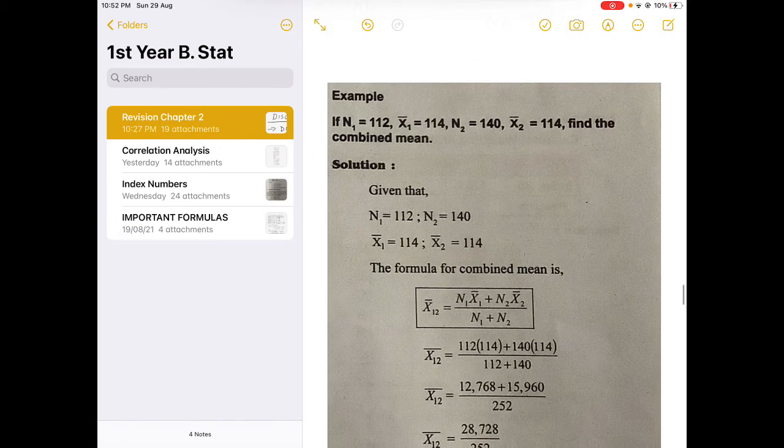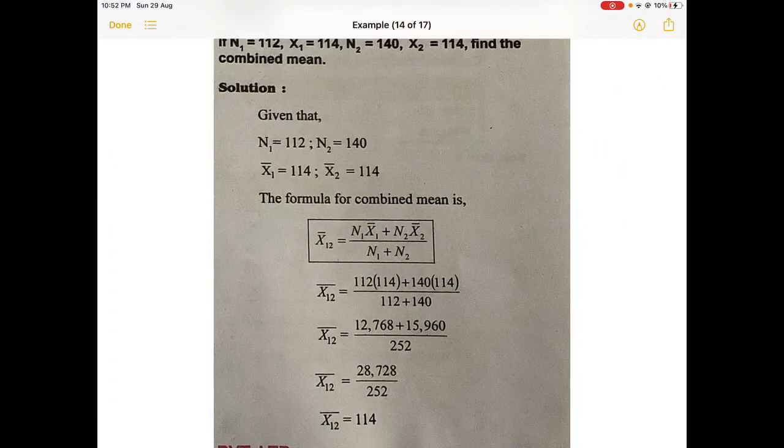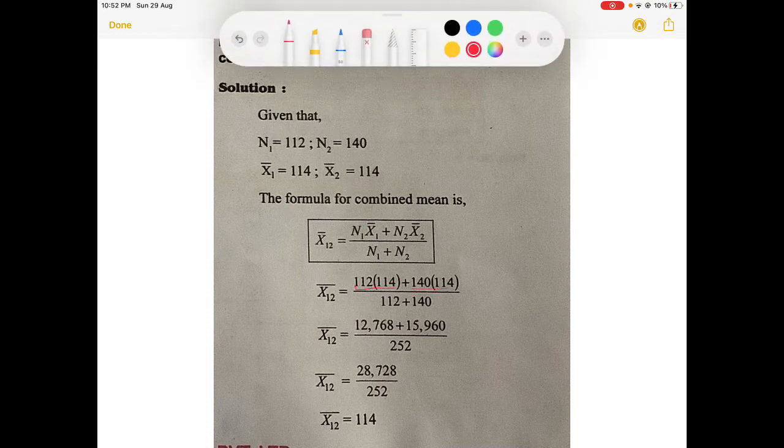So for example, here we have the groups 1 and 2. For group 1, the population is 112 and the mean is 114. For group 2, the population is 140 and the mean is 114. So when we apply the formula for combined mean, we take 112, we multiply it with 114. We take 140 and we multiply with 114, and then we divide by 112 plus 140, which is n1 plus n2. Now incidentally, because our x1 bar is equal to x2 bar, both are 114, we get the same values in both the brackets. But if in case they were different, we would have got different values.